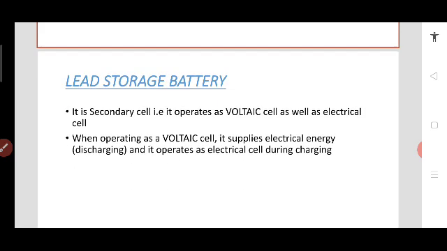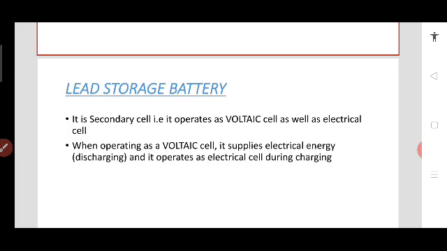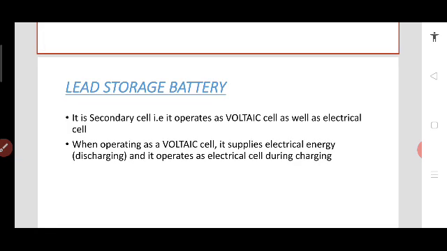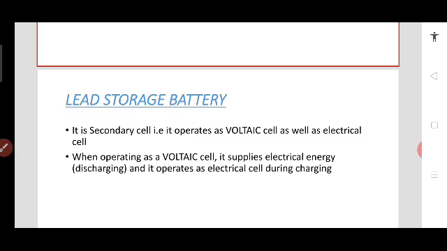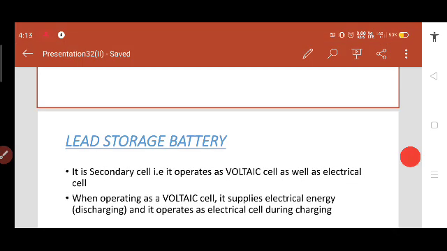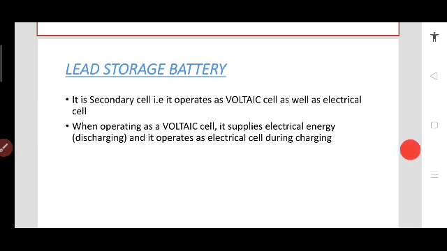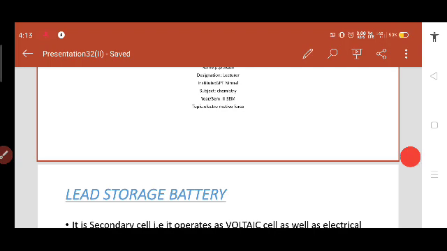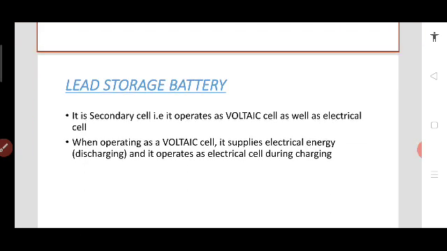In the previous class, we discussed batteries, and batteries are of two types: primary batteries and secondary batteries. Primary batteries are not rechargeable; in them, reverse electrode reactions do not take place. In secondary batteries, reverse electrode reactions take place, so we can use them again and again, and they are rechargeable. For example, rechargeable batteries are the lead storage battery and nickel cadmium batteries. In the present session, we will discuss the lead storage battery.